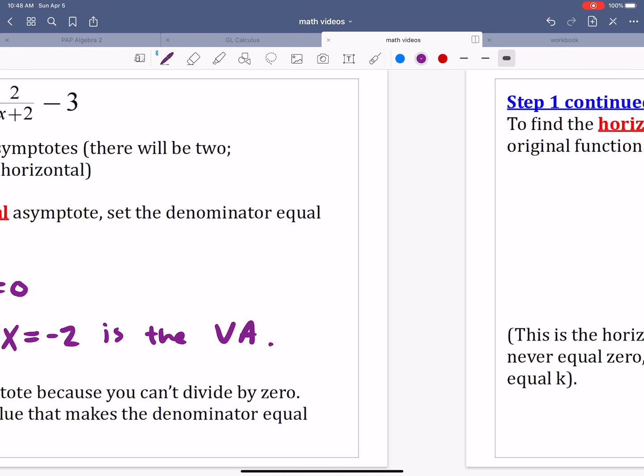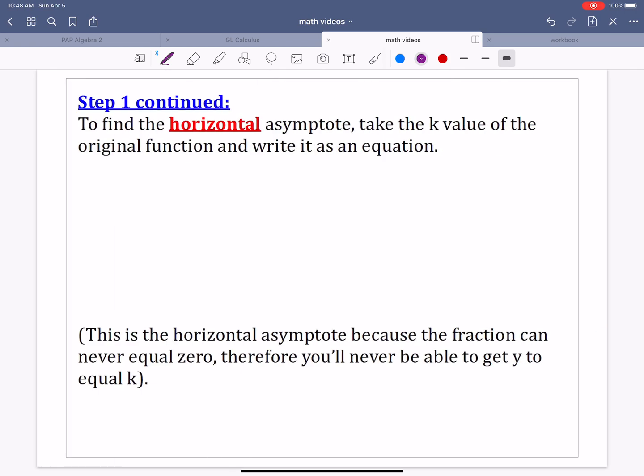Okay, now step 1 continued. Now we'll find the horizontal asymptote. Finding the horizontal asymptote in our next lesson, 8.4, gets a little complicated. But for 8.3, when we just have reciprocal functions, it's a pretty straightforward process.